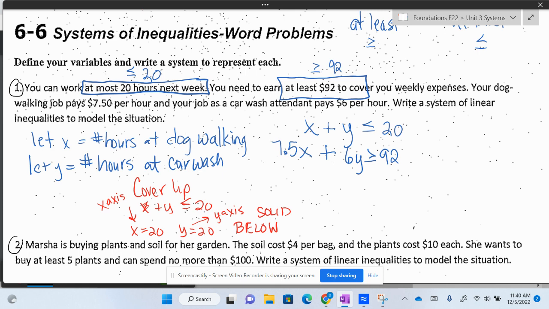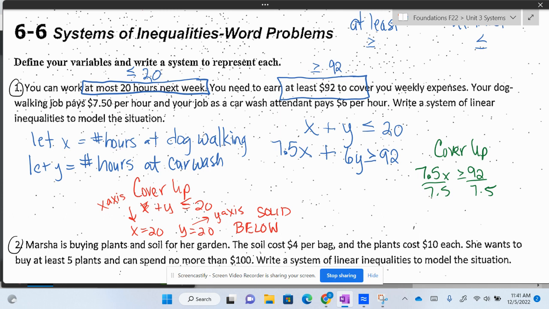Let's use the cover-up method to figure out the other equation because this is a system, remember? So we have two equations. So if I use the cover-up for this one, 7.5x has to be greater than or equal to 92. Divide both sides by 7.5. What is 92 divided by 7.5?